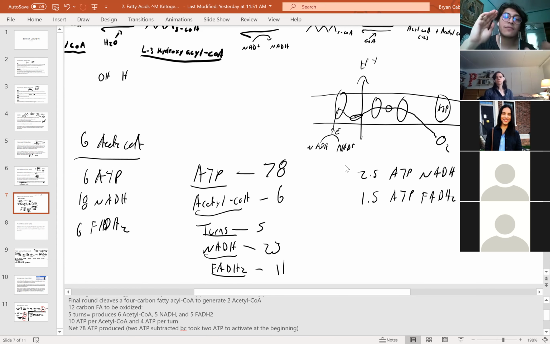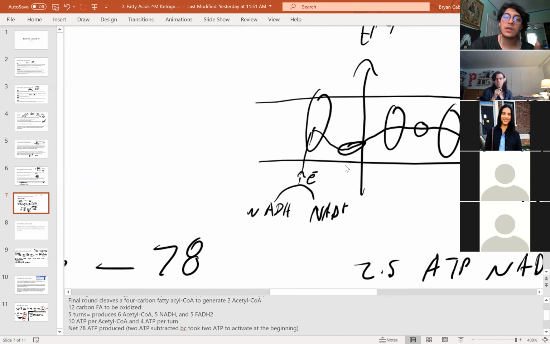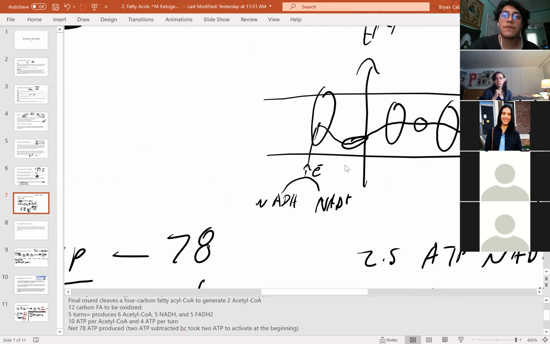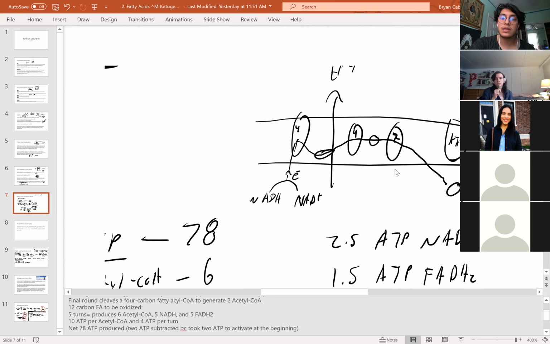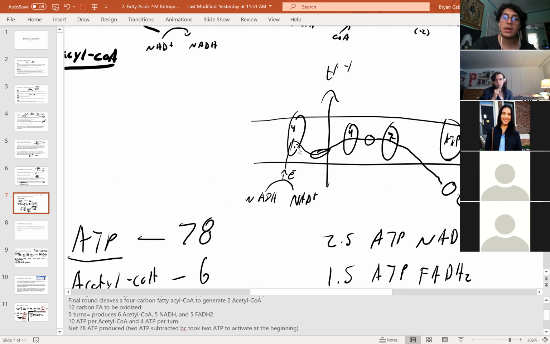And so the reason why we have these decimals here is because this complex pumps out 4 protons. This one pumps out 4 protons. This complex doesn't pump out anything. This complex doesn't pump out anything. This one pumps out 2 protons, right? Because the electrons are starting to lose their energy as they go down. And so at the end, when you're donating an electron in this carrier, you're going to be producing 10 protons, right? 10 protons.